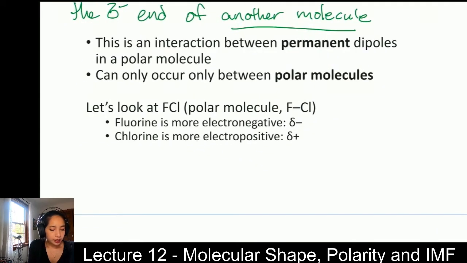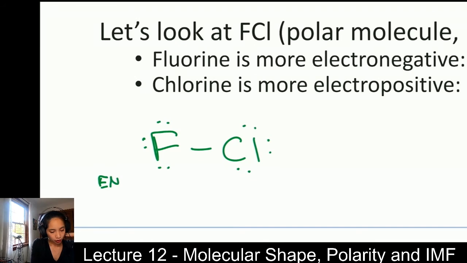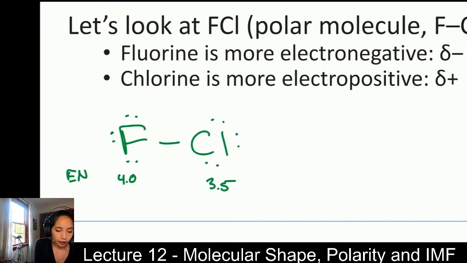Okay, so let's look at an example. We have a molecule here, fluorine monochloride. If we draw the Lewis structure of fluorine monochloride, there are some lone pairs there. This is a polar molecule. If you look up the electronegativity chart for these atoms, fluorine is 4.0, and I think chlorine is 3.5. That means fluorine is more electronegative. So we can draw our partial negative sign on fluorine and partial positive on chlorine.